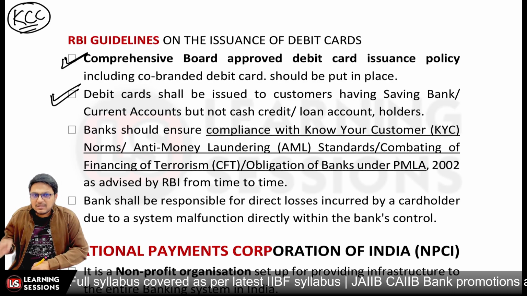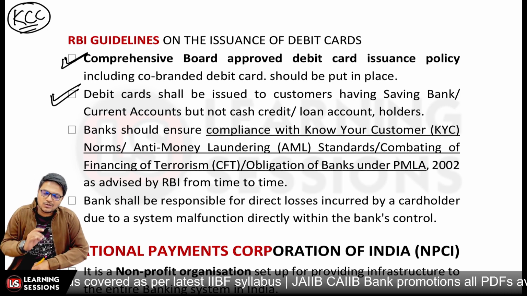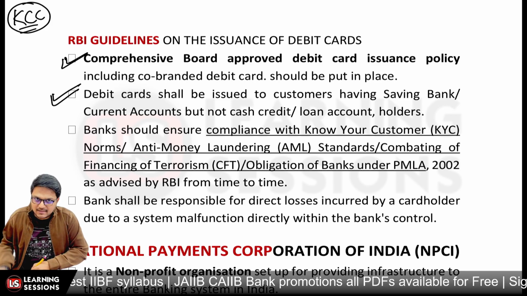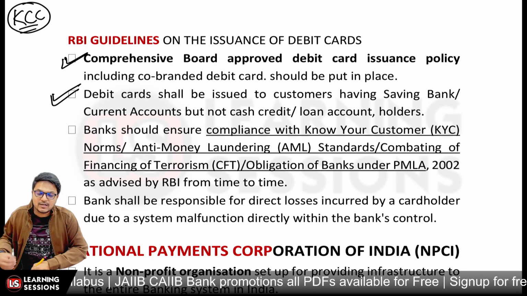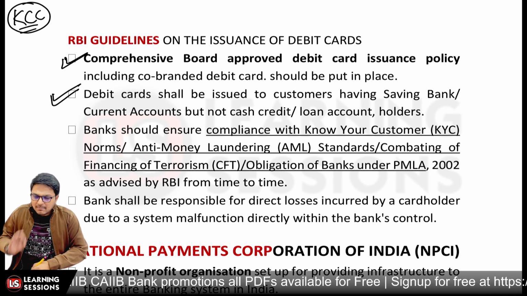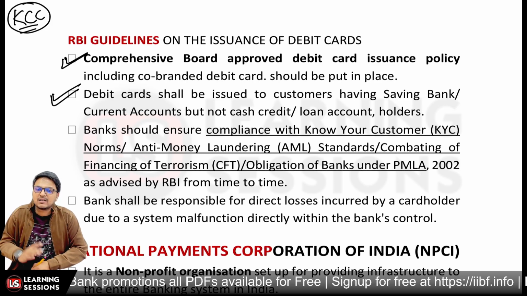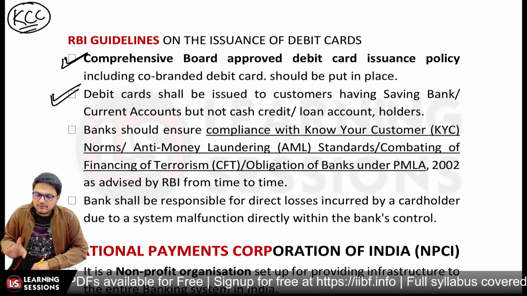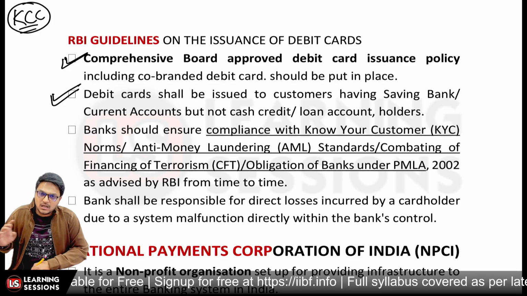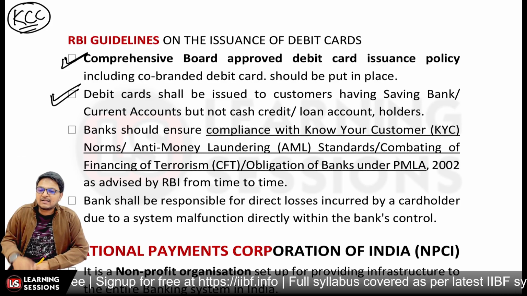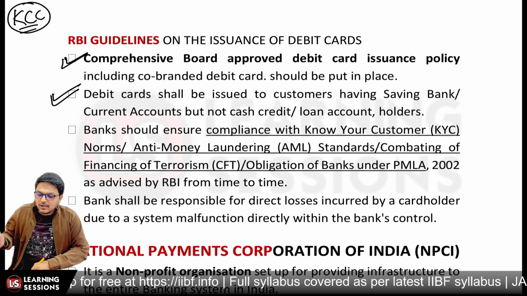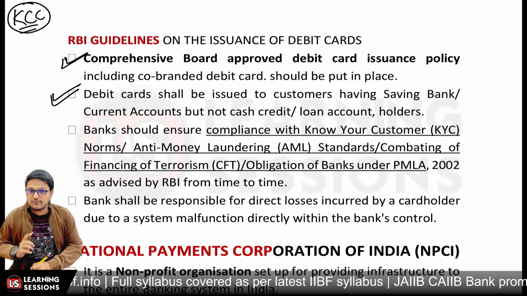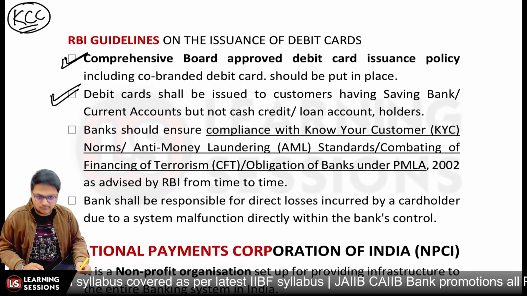But banks must ensure that the guidelines related to know your customer, anti-money laundering, combating of financing of terrorism, or PMLA, the prevention of money laundering guidelines, are all complied with, and only after that are the cards issued. The bank will be responsible if, say, there is any malfunction in the infrastructure of the debit card network or something within the right control of the bank. If anything goes wrong in that scenario, the bank will be responsible and will bear the direct losses, right?